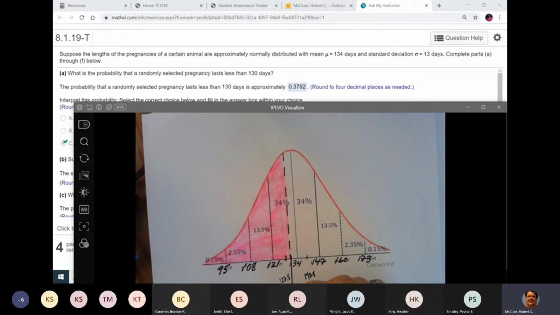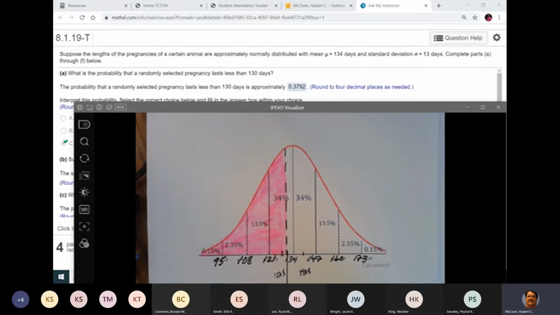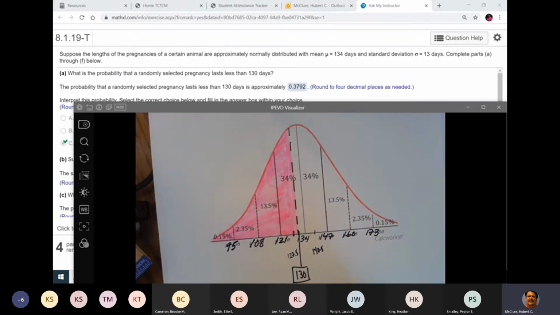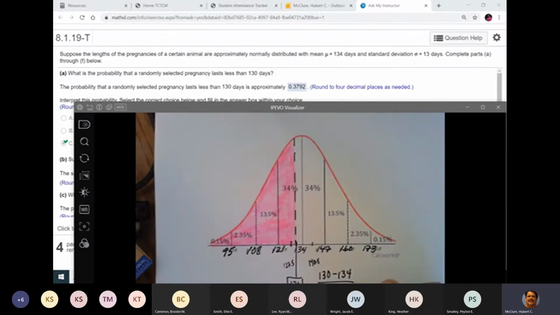So if you've got a new calculator, you could actually do this one now without any problem because you could type in everything and get your answer. But I'm going to go ahead and change 130 just in case we have somebody with an older calculator. That'll be 130 minus 134 divided by 13.